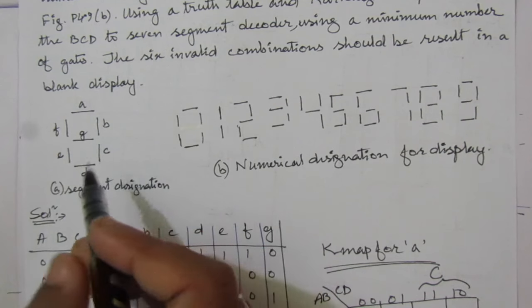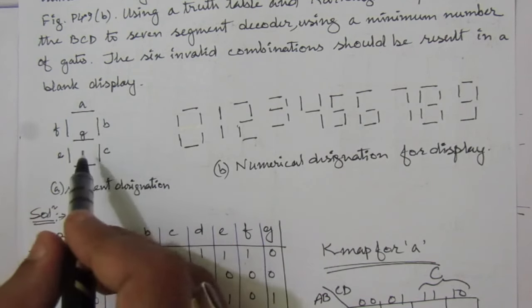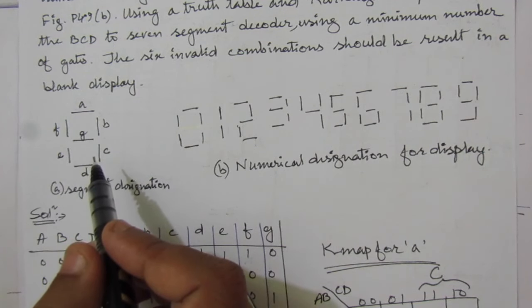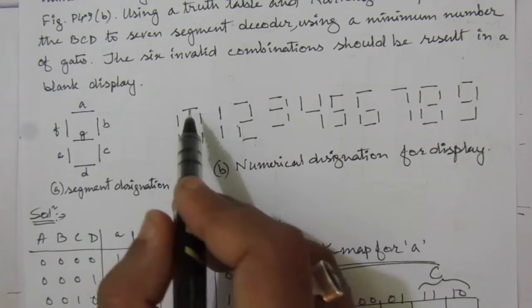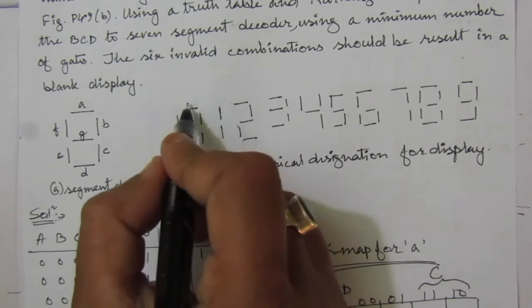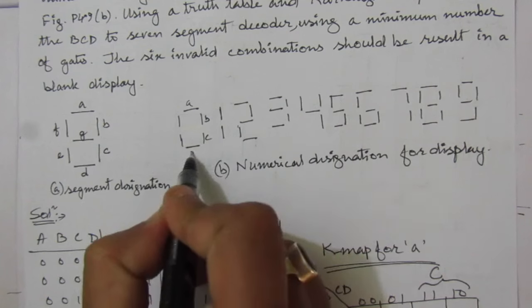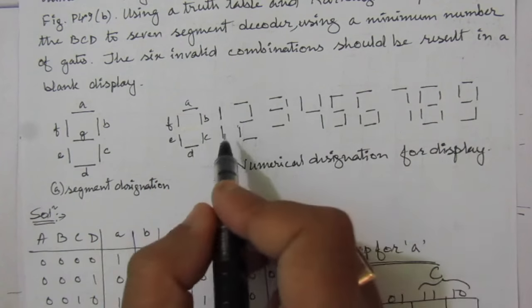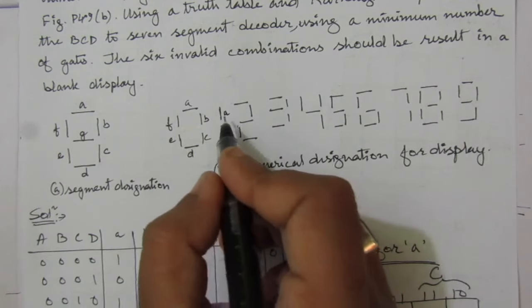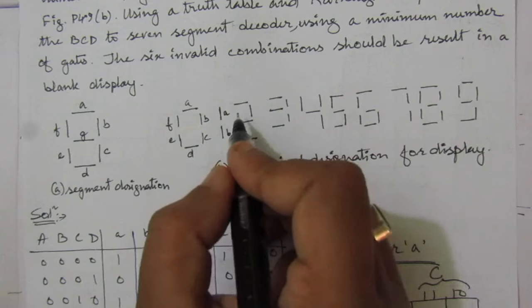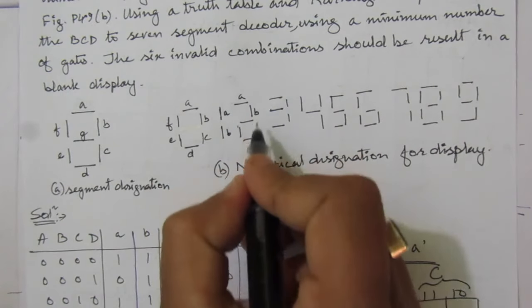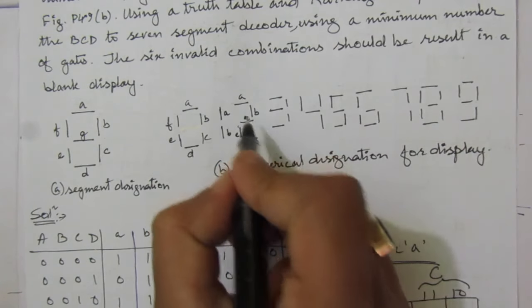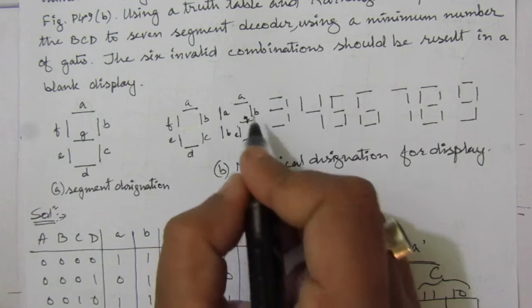So we have to turn these segments on and off so that we can represent the decimal numbers, starting from 0, 1 and so on up to 9. In this case, for 0, segments a, b, c, d, e and f are on and g is off. Similarly, for representing 1, these two segments will be on. Similarly for 2, this one is a, b, then g, then d and e. So these segments will be on and others will be off.